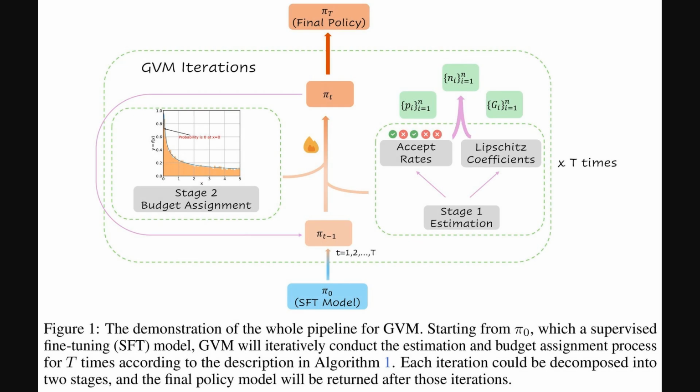Alright, so this GVM-RAFT strategy is visually laid out in the first figure. It shows the whole pipeline, starting with a supervised fine-tuning model, or SFT model, an initial version of the large language model. Then it enters GVM iterations. Each iteration has 2 stages. First, an estimation stage for things like accept rates, how often reasoning is good, and Lipschitz coefficients, which are mathematical measures for learning sensitivity. Then, stage 2 assigns the computational budget, ultimately improving the model's policy or its reasoning strategy.